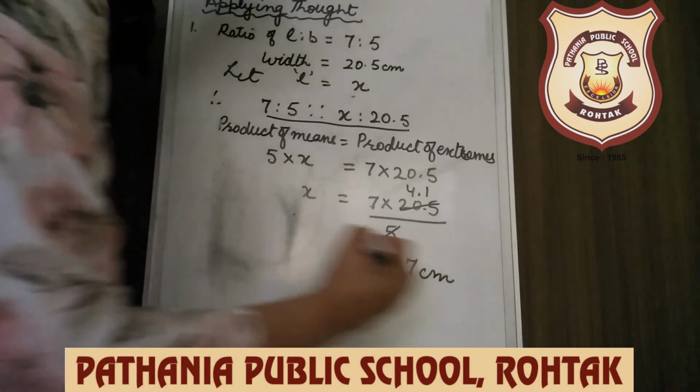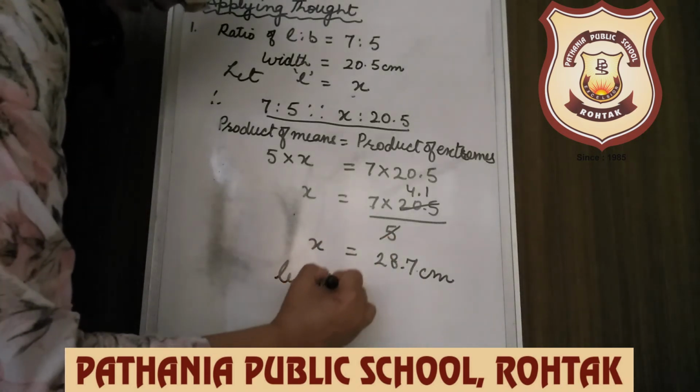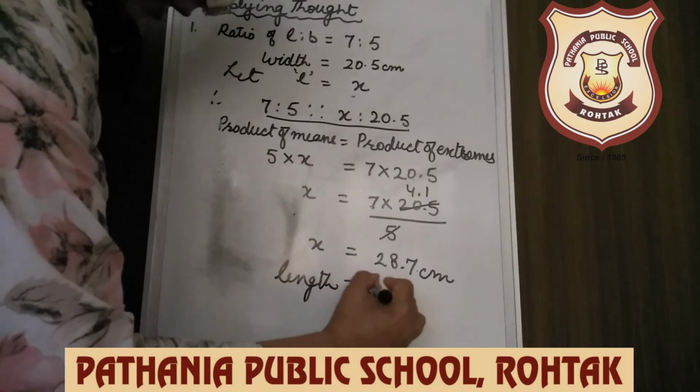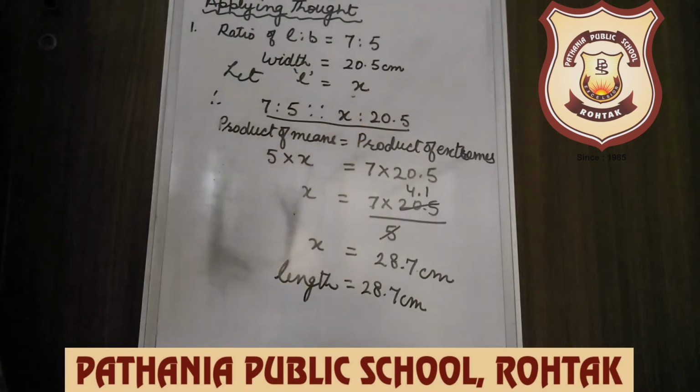So this is the length. Length is equal to 28.7 centimeter, because the width is also in centimeter. Is this okay? Everyone has understood?